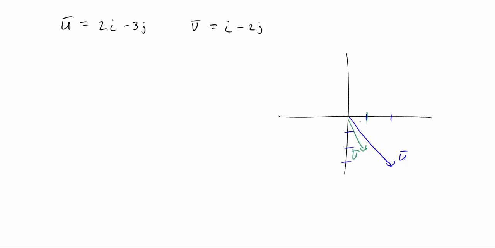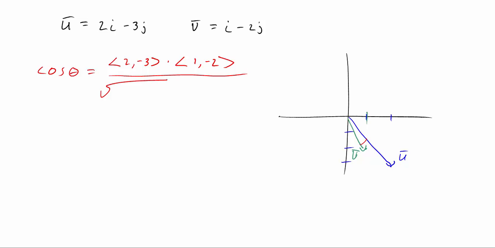So based on this, it looks like our angle between the two vectors is going to be relatively small. So here, once again, we would take the cosine of theta, and now we need the dot product. I'm going to write this in the component form of 2, negative 3 multiplied by 1, negative 2. I just think that's a little bit easier to work with. And then, of course, on the bottom, we need the magnitude. So that's going to be 2 squared plus negative 3 squared, and then 1 squared plus negative 2 squared.